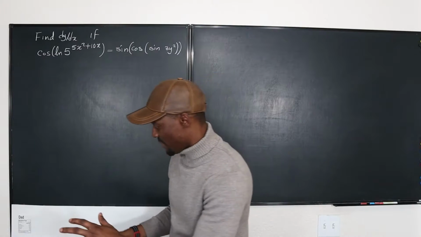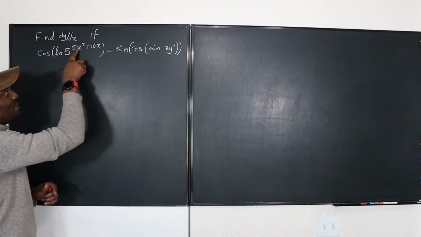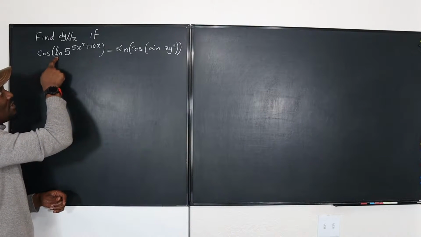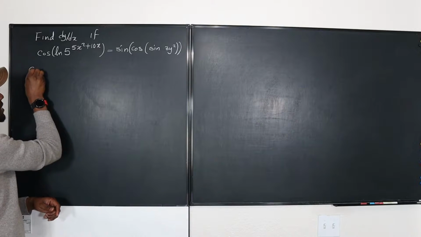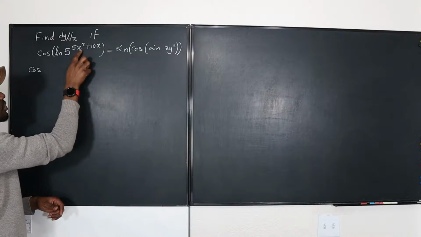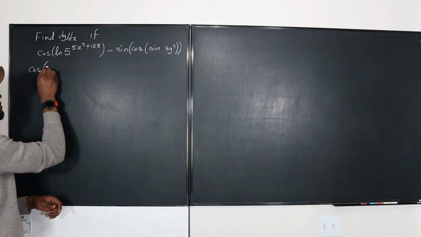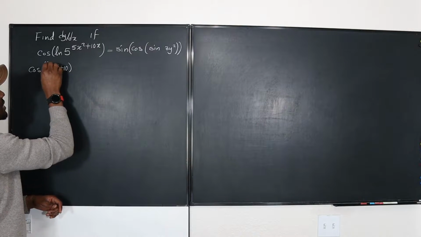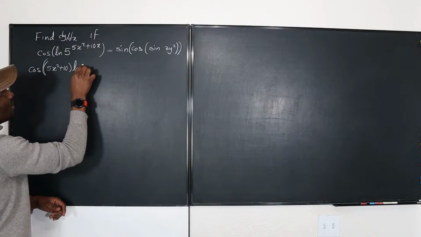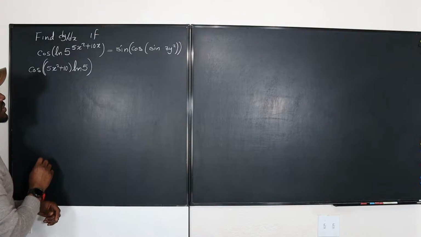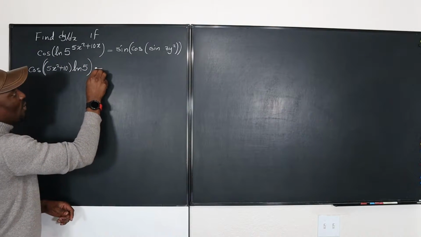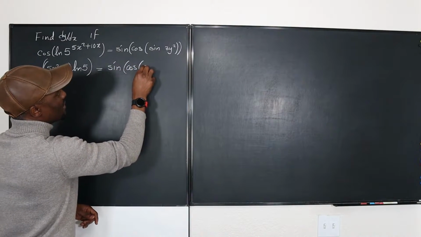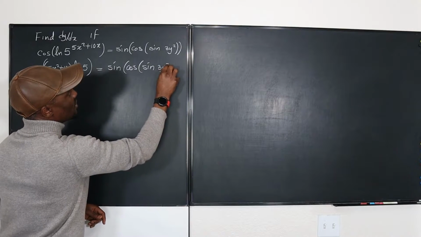The first thing I'm going to do is rewrite this expression because this exponent here makes this expression look weird, but fortunately it is the argument of a natural log function, so I can say that it is the cosine of, I'm going to bring this down, I'm going to say it's 5x squared plus 10x multiplied by the natural log of 5. You see that? I have rewritten this expression, which is now equal to the sine of the cosine of the sine of 3y squared.